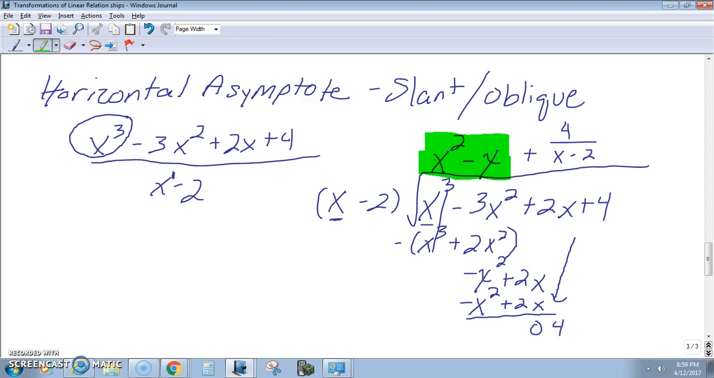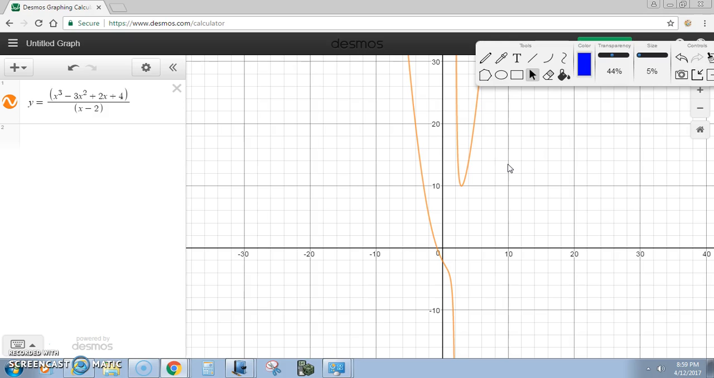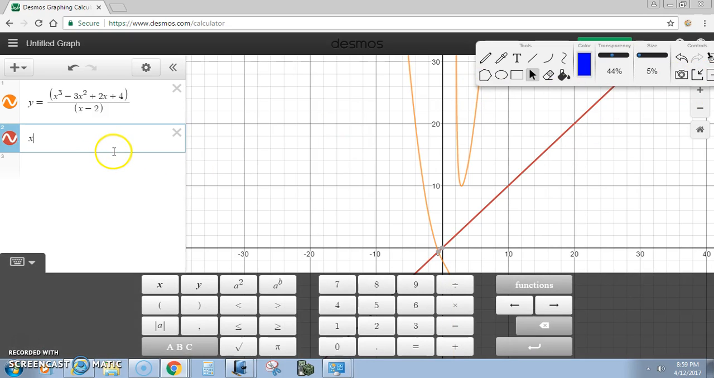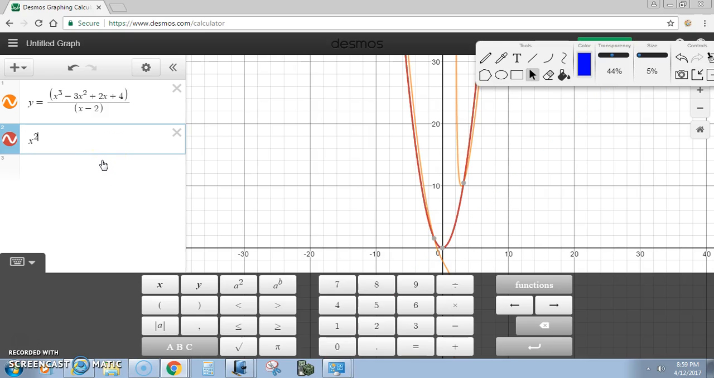Let's go ahead, x squared minus x, put this back into that graphing calculator and see what it actually looks like, right? x squared minus x. So let's come over here, and this is a pretty cool app website, you guys. Desmos, I'm sure some of you have used it. Okay, x squared, oh, I put minus 2, minus x. Okay, so our original is the orange, and our slant asymptote is the red.